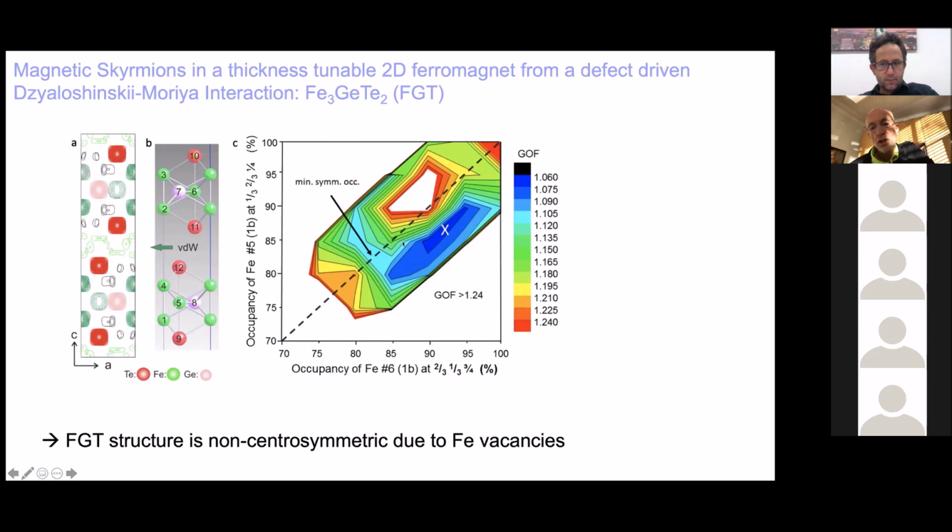This is the so-called goodness of fit curve as we change the occupancy of these 2 sites. I don't know if you can see them, site 6, which is an iron site, and site 5. And the best fit, which is a very good fit, is obtained for different amounts of iron in these 2 sites. There's also some iron in the van der Waals gap. So these 2D materials are really interesting because it turns out that structures are much more complicated typically than is believed. This one is non-centrosymmetric, we believe, due to this different occupancy of these iron sites.